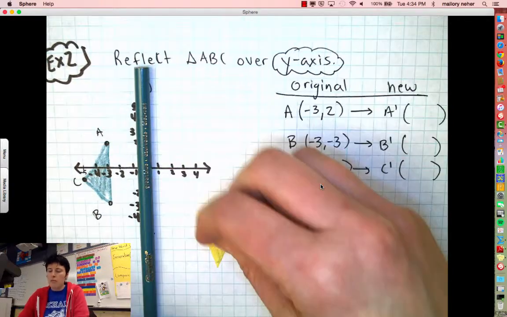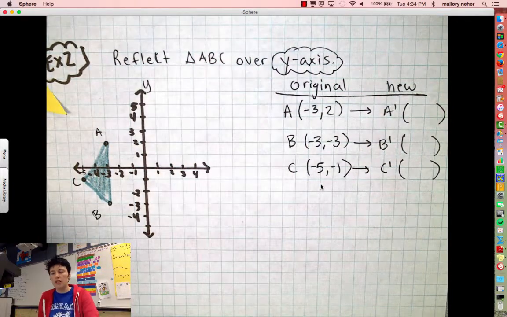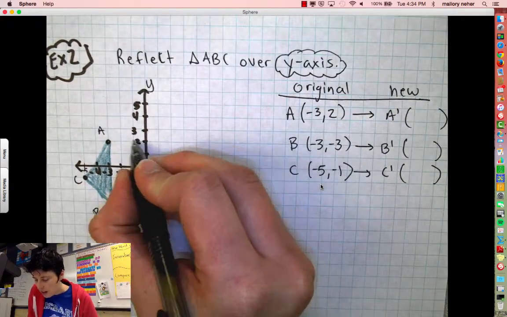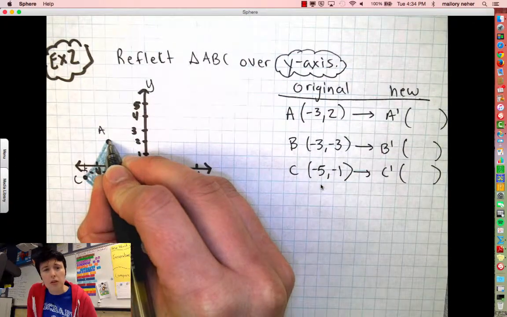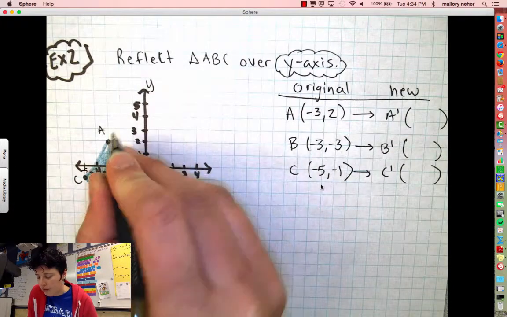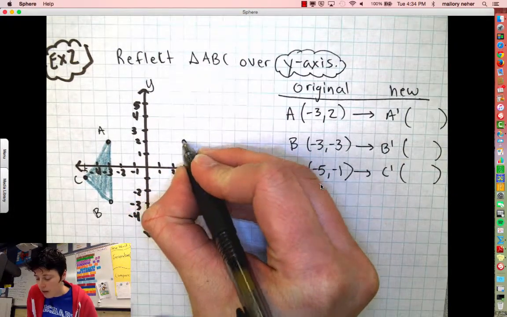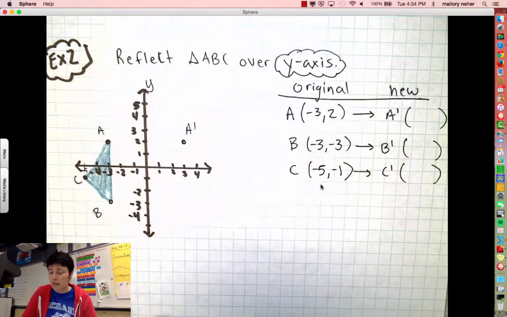So the way I do this mathematically, if I don't have little pieces of paper cut out, or I'm not really into folding my paper every single time, is I look at the y-axis and I look at the distance across, like, okay, 1, 2, 3 units across. A is 3 units to the left. Well, if I flip it, A is now going to be 1, 2, 3 units to the right. There's A prime. Just on the opposite side of the y-axis because I'm flipping over the y-axis.